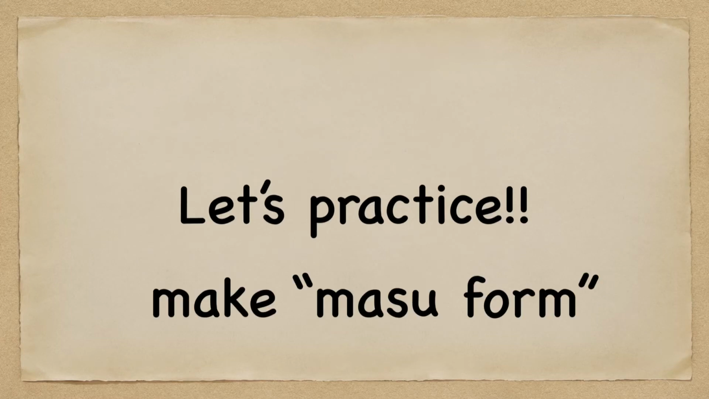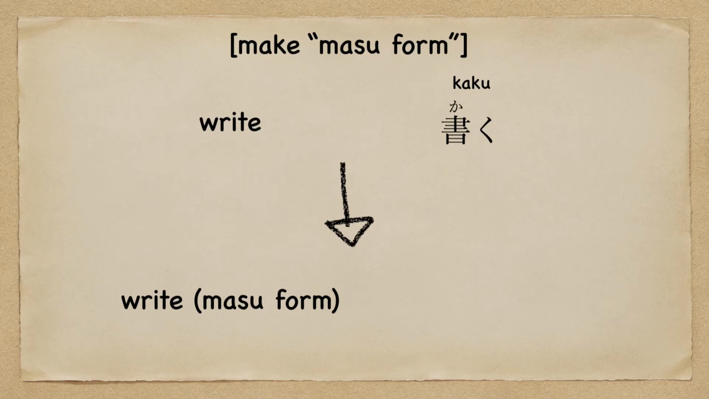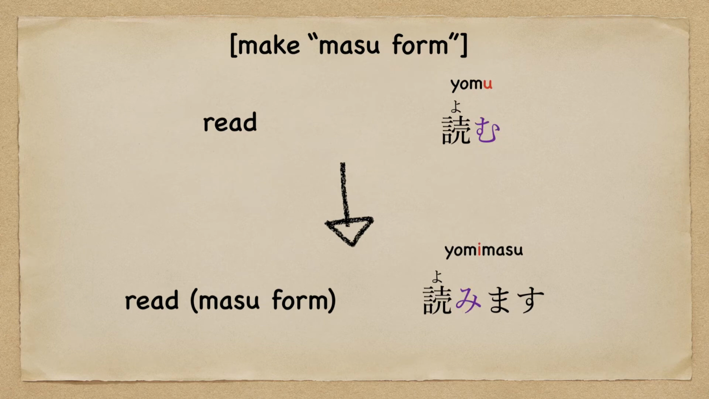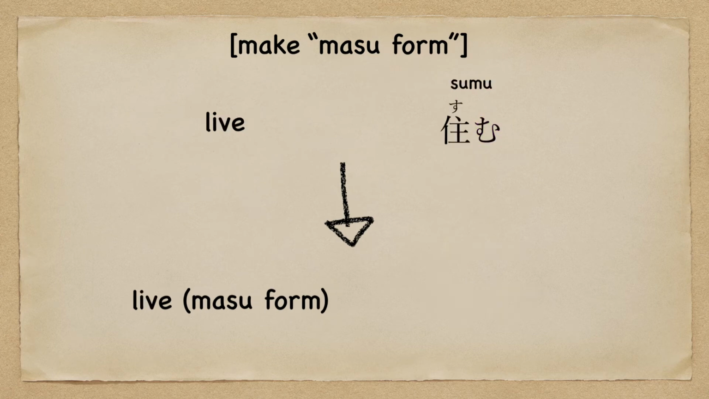Let's practice making the mas form. Write, kaku, i, kaki, kakimasu. Walk, aruku, i, aruki, arukimasu. Read, yomu, yomi, yomimasu. Okay, let's try it yourself.